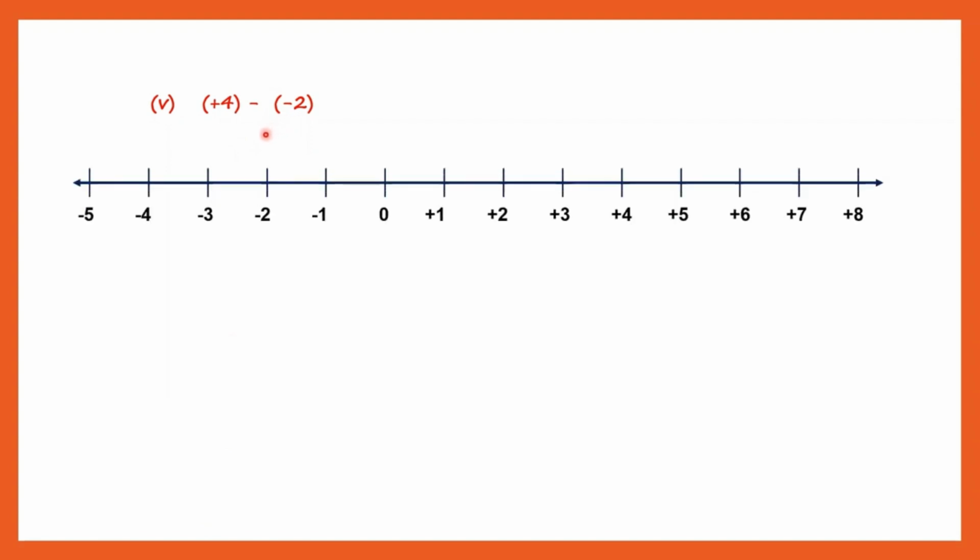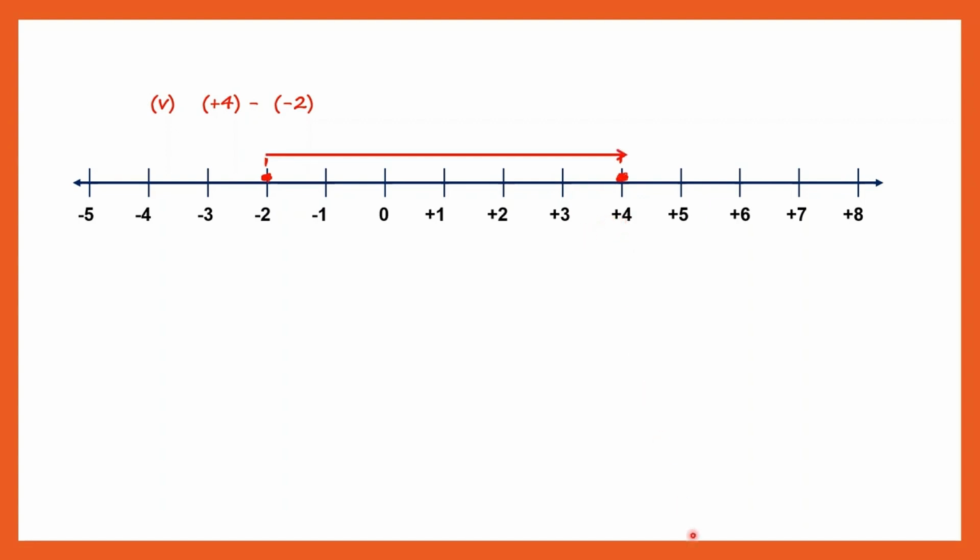Question 5. Plus 4 minus minus 2. So first step, number line. Now let's mark the two integers plus 4 and minus 2 on the number line. So we have marked plus 4 and minus 2 on the number line. Now from the second integer minus 2, how many steps will it take to reach the first integer that we have marked? 1, 2, 3, 4, 5, 6. So we're taking 6 steps to reach here.